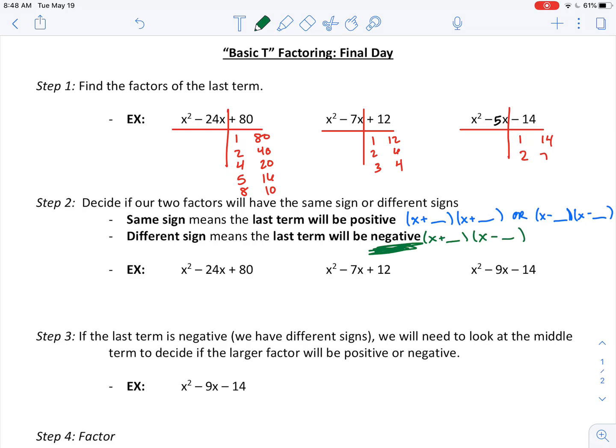So let's decide if I have the same sign or different signs here. Just going to look at that last term. So a positive, well, the only way to get two numbers to multiply to a positive, I could have a positive times a positive or a negative times a negative. So these are going to be the same sign.